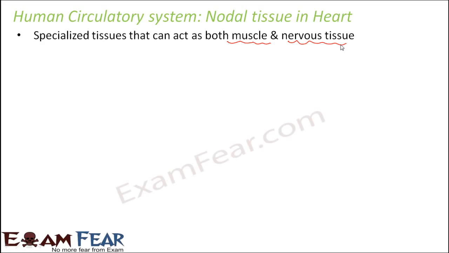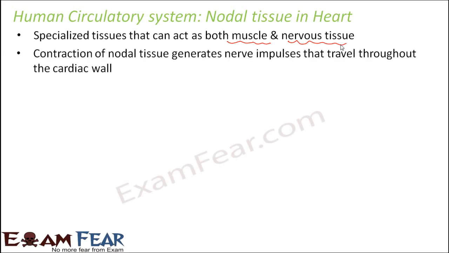But in case of these nodal tissues which are present in the heart, they can act as both muscle tissue as well as nervous tissue. That is, they can cause movements, they can cause contraction and expansion, and also they can auto signal themselves. They do not need a signal from the brain every time, or from some other specialized organ every time. They can do it themselves. So this is the speciality of the nodal tissues.